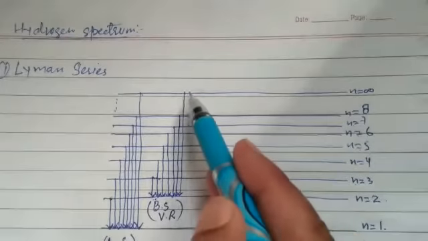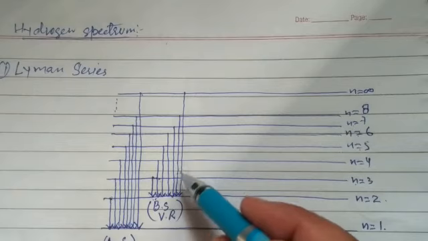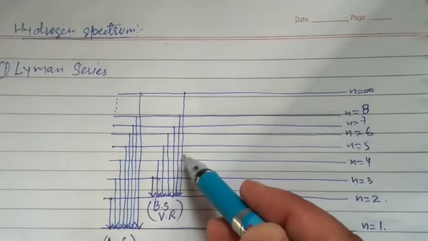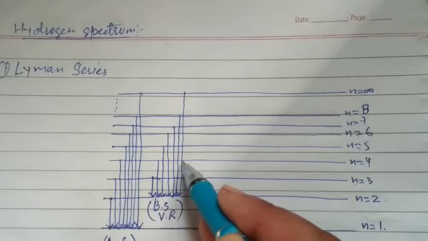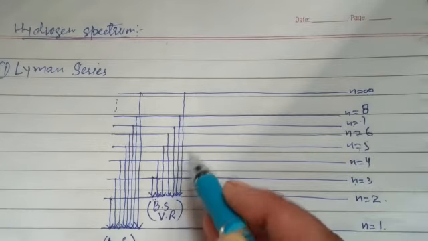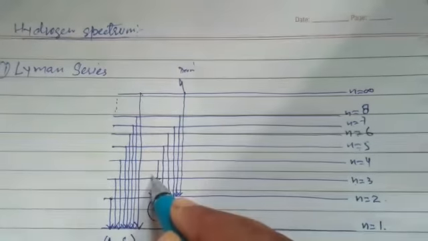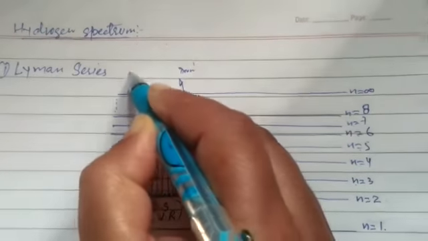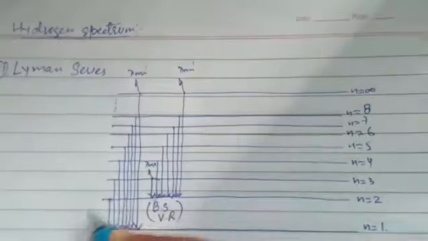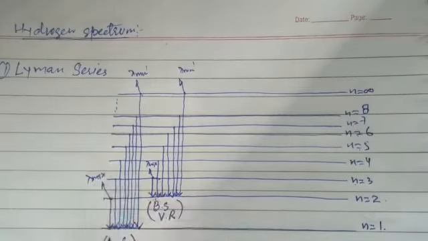But in this other case, when the electron de-excites from n is equal to infinity to n is equal to 2, for that spectral line we have a huge energy difference. That means huge frequency, that means lambda minimum. So this corresponds to lambda minimum, and this corresponds to lambda maximum. The same will be for the rest of the series.